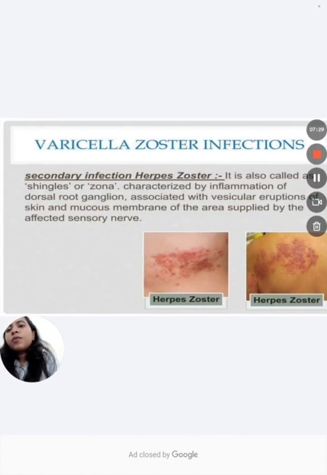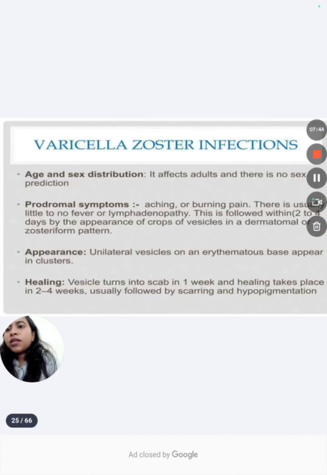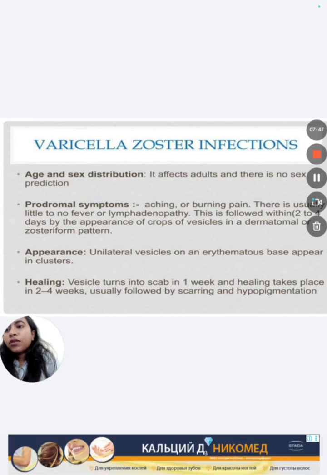Secondary infection, herpes zoster, which is also called shingles or zona, is characterized by inflammation of the dorsal root ganglion associated with vesicular eruption of the skin and mucous membrane of the area supplied by the affected sensory nerve. Age and sex distribution: it affects adults, and there is no sex predilection. Symptoms like aching, burning pain, and there is usually little or no fever or lymphadenopathy. This is followed within 2 to 4 days by the appearance of crops of vesicles in a dermatomal or cystic form pattern.